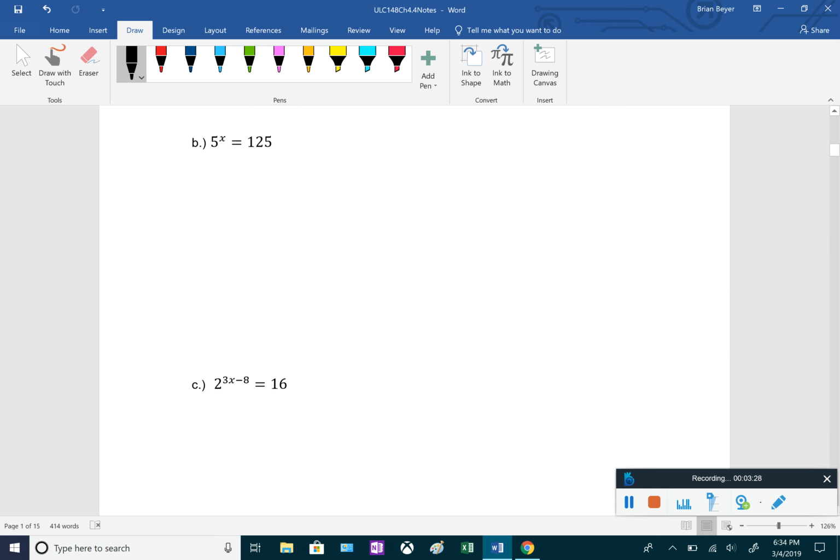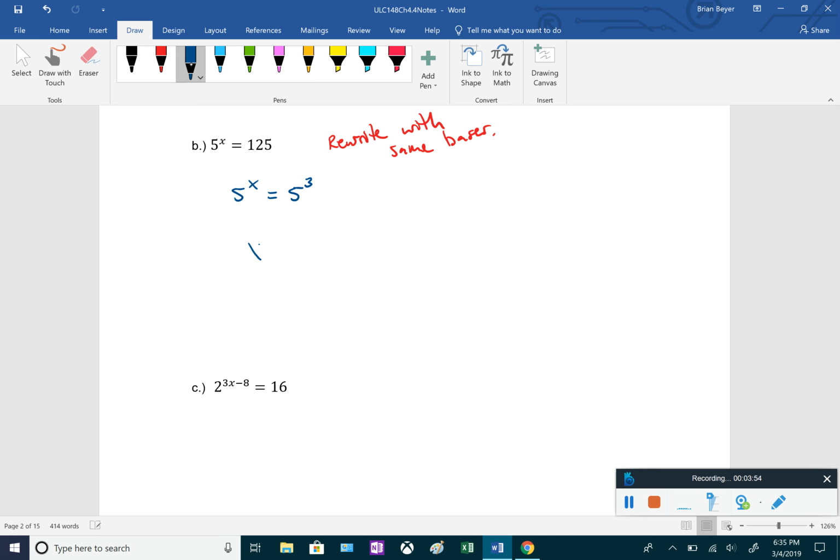Okay, for the next one, we have 5 to the x equals 125. These are not the same bases, but we can rewrite them with the same bases. We can rewrite 125 with base 5, which would be 5 cubed, because 5 cubed equals 125. Once we have those same bases, we equate the exponents, and we get x equals 3. We go back to the problem and see that makes sense: 5 to the 3rd does equal 125.